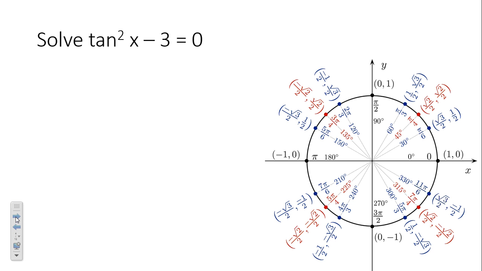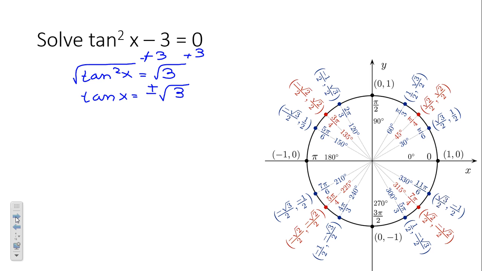What if we say tangent squared of x minus 3 equals 0? Add the 3. Absolutely. So where is the tangent of x equal to a plus or minus square root of 3? We have to be careful on that one. Anytime we square root, we can't forget that we have to take the positive or the negative. That will get us that value.